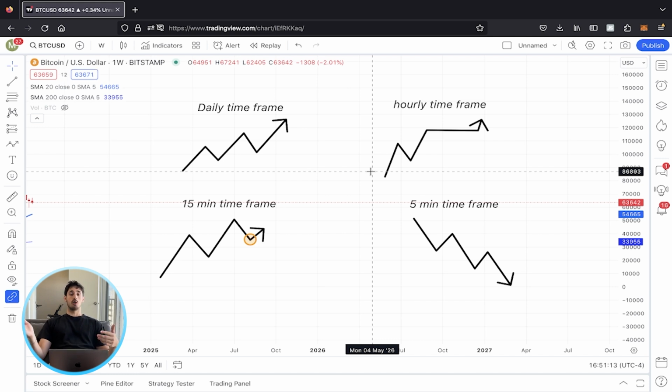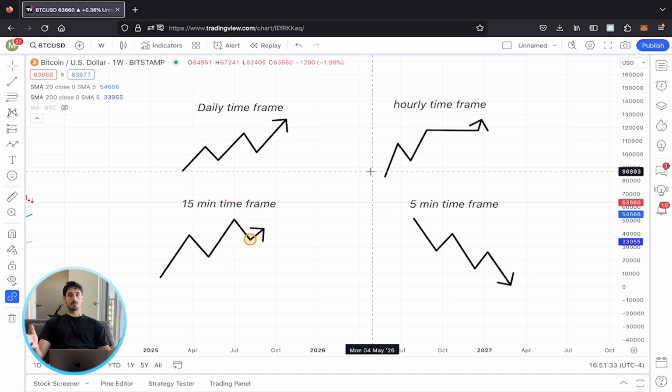If we're uptrending on multiple time frames, the bias is likely that we're going higher and you should be looking for a setup to play long. If we're downtrending on multiple time frames, then you should have a short bias. The bias should be, price is moving lower, so you should be looking for short opportunities. And it's as simple as that.